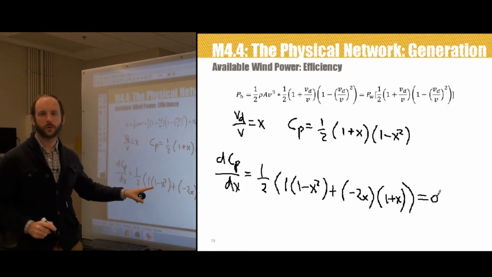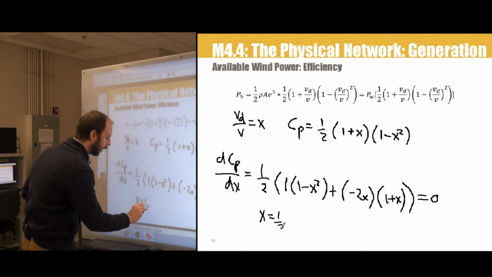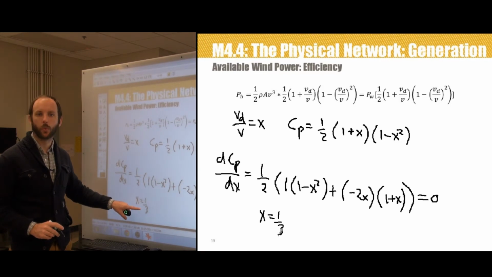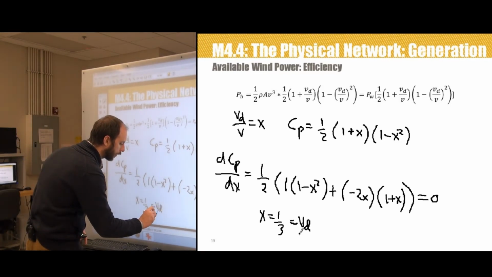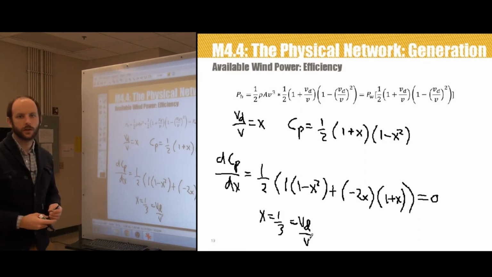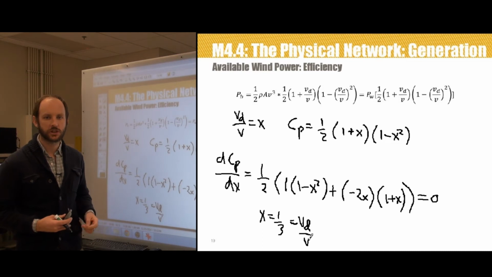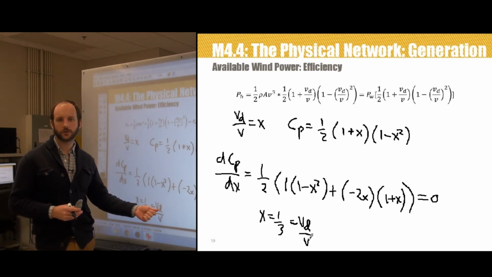If I solve this equation for x, I find x is equal to 1/3. So that gives me the maximum for this function at 1/3. So that's equal to VD over V. What this is telling me is the maximum efficiency of a rotor is achieved if we can design our rotor such that the downstream wind speed is 1/3 that of the upstream wind speed.